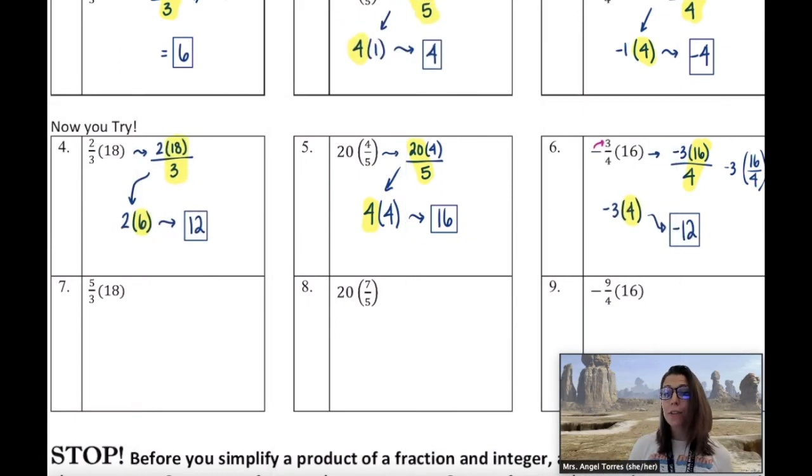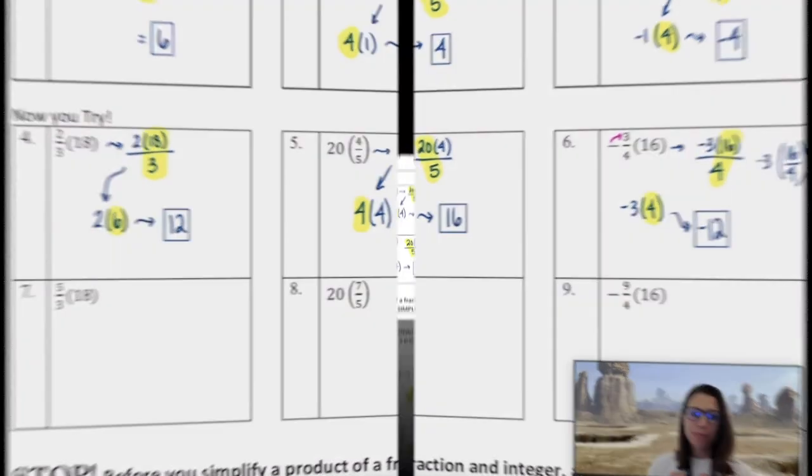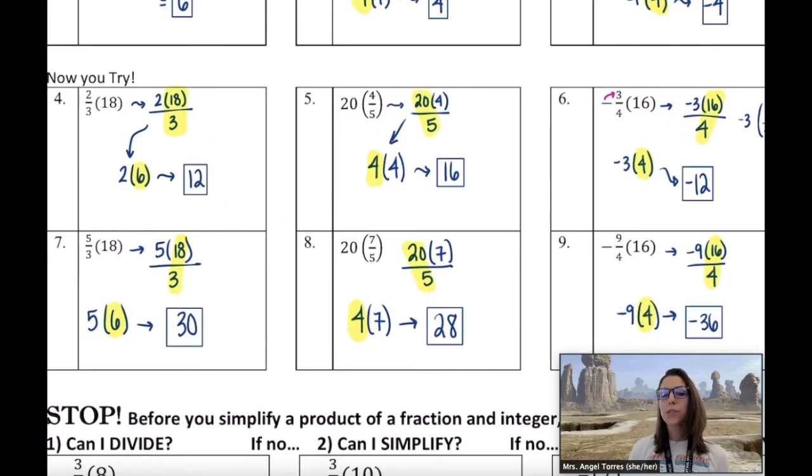Now that you've seen a few, it's your turn to try a few. Go ahead and simplify 7, 8, and 9 now. Check your answers to 7, 8, and 9. And if you have any questions, go ahead and ask them on the next question screen.